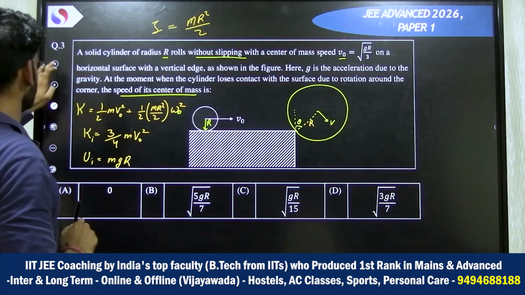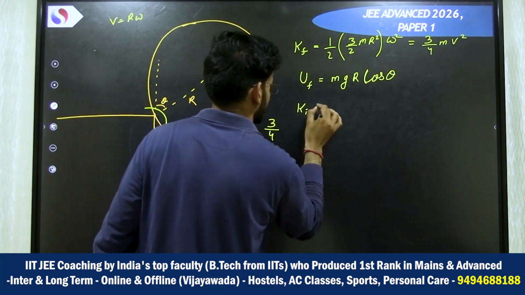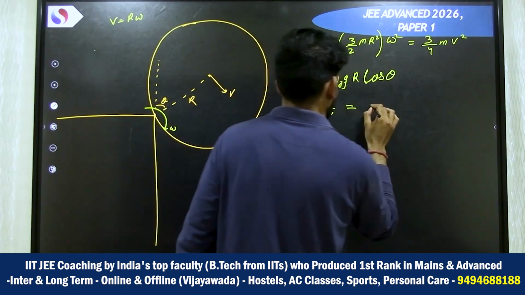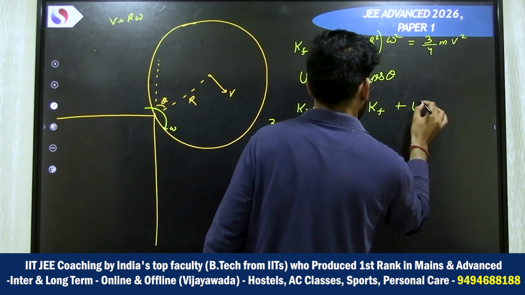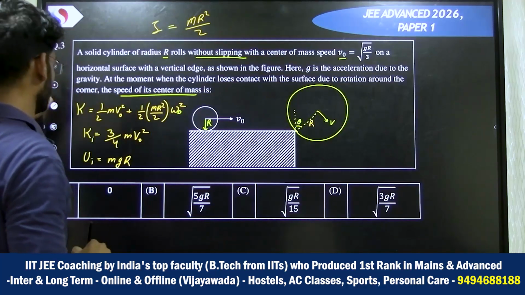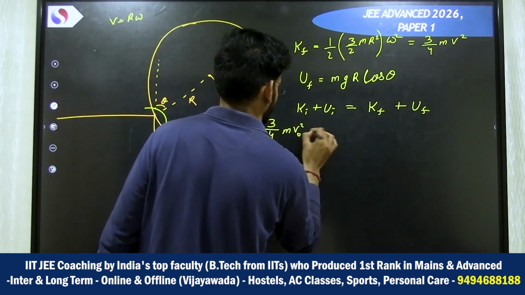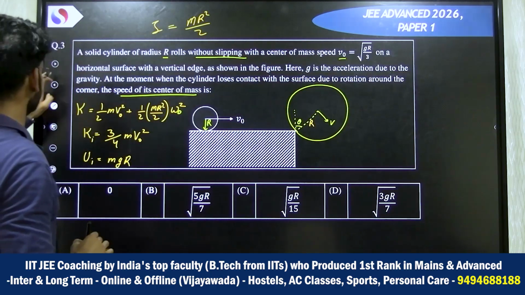3 by 4 m v naught square. This I am writing: kinetic energy initial plus potential energy initial is equal to kinetic energy final plus potential energy final. So kinetic energy initial is 3 by 4 m v naught square plus potential energy initial is what? mgR.